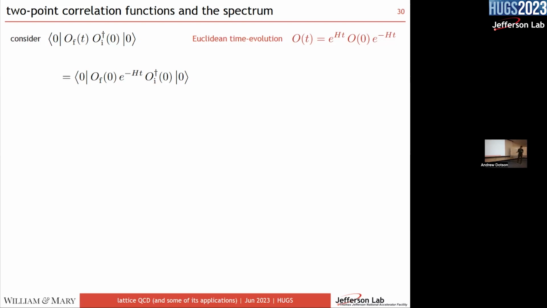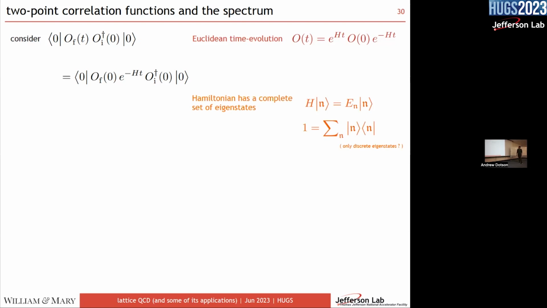Well, to see what information is hidden in the time dependence here, first of all, time evolve this operator, remembering that we're in Euclidean time. So it's not e to the minus iHt, it's e to the Ht, like that. So stick that in place of that. This Hamiltonian hits the vacuum state and generates zero energy. So that becomes e to the zero, which is one, but there's this one lingering in the middle.